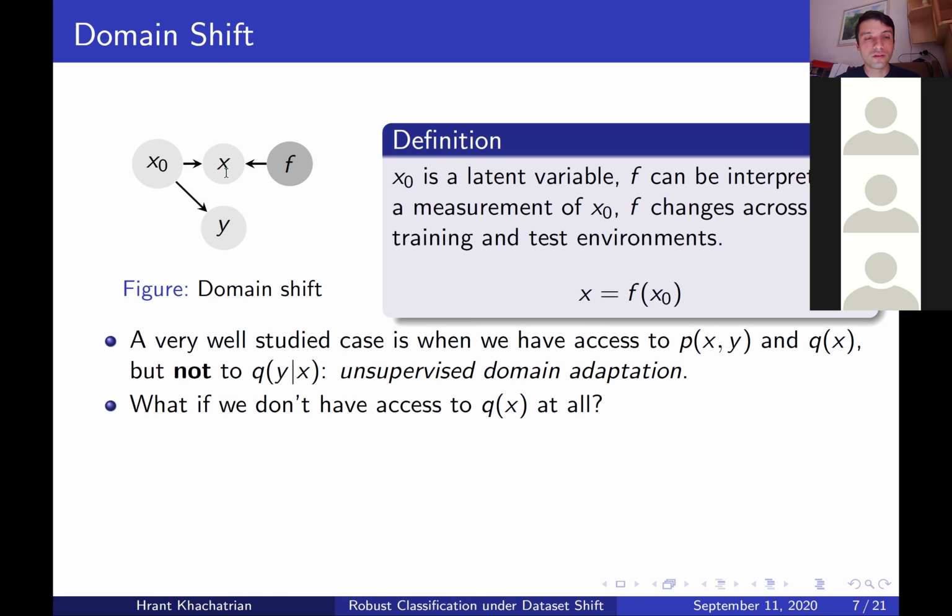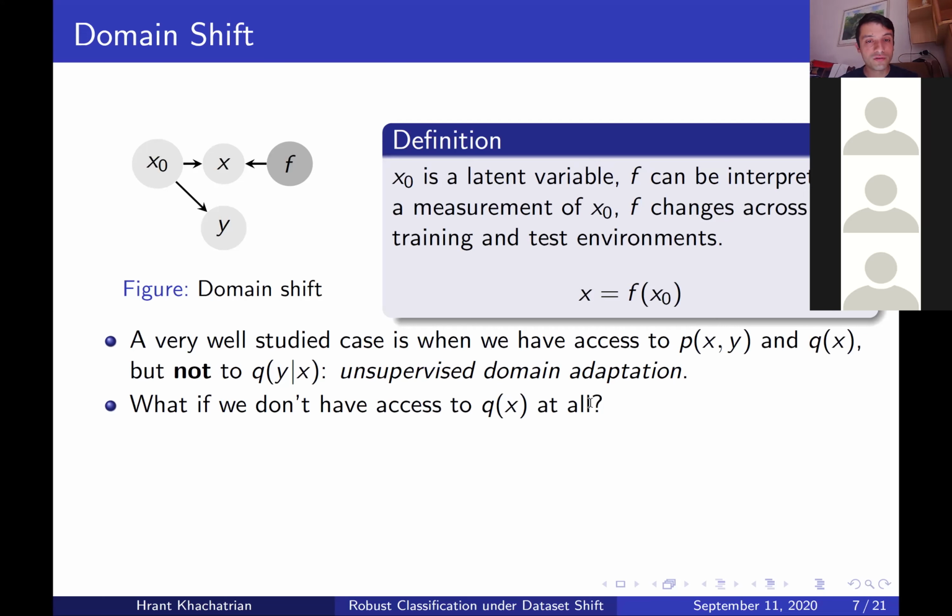And a type of this problem is very well studied. That's the case when we have access to P of X and Y, so we have the full access to the training set, but for the test set we only have basically the images, but do not have the labels. This is called unsupervised domain adaptation. So whenever you have images and corresponding labels in one domain, and for the other domain you only have the images, but you do not have the labels, there are ways that you can somehow transfer your knowledge to this test set. But you need to have access to your distribution of the test set. So not a single image, but the whole test set, but only the images.